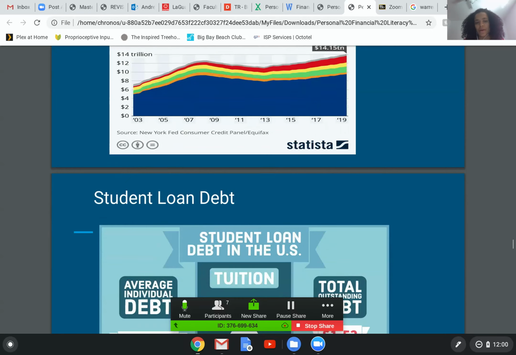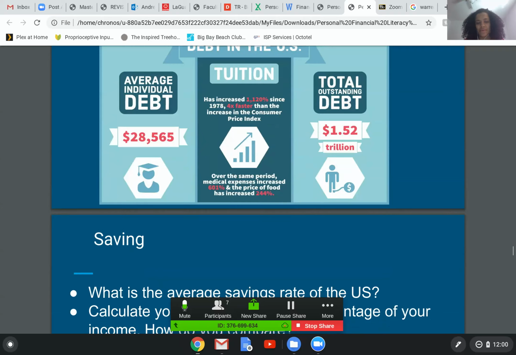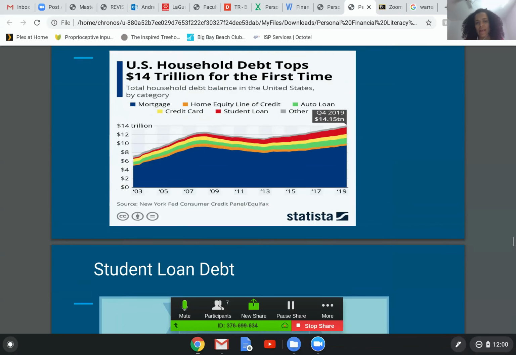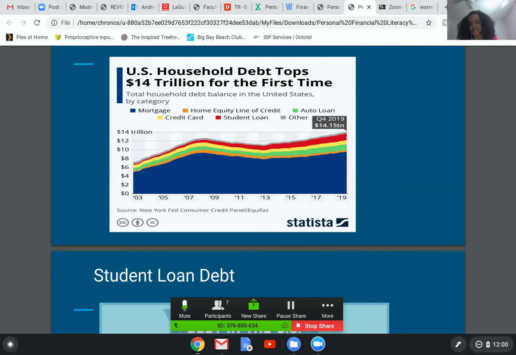So you knew about it. Were you shocked by it the first time you saw it? Yeah, the first time I was shocked because that's a lot of money. Yeah, it's a lot. And now the government is printing money, so the government is in even more debt than they were before.